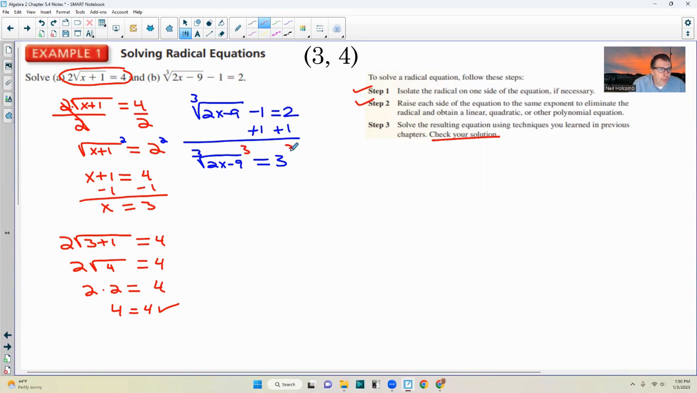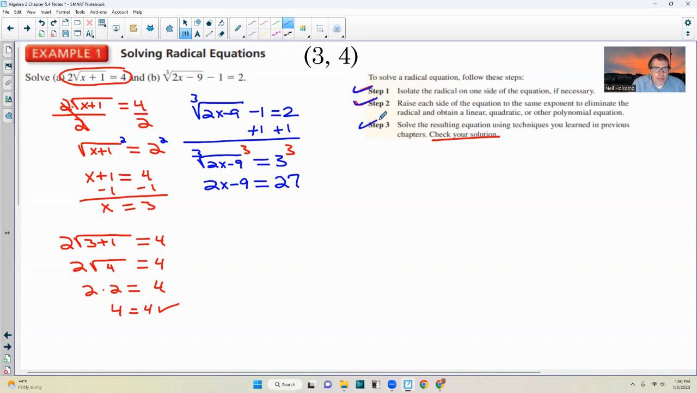So I'm going to cube both sides. The cube root cubed cancels, and I'm left with 2x minus 9 on the left. 3 cubed is 3 times 3, which is 9, times 3, which is 27. So 3 to the third power is 27. So that's steps 1 and 2.